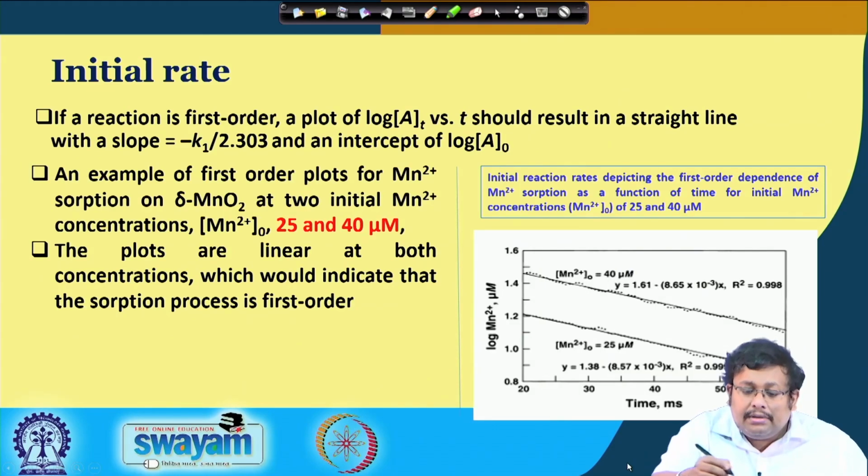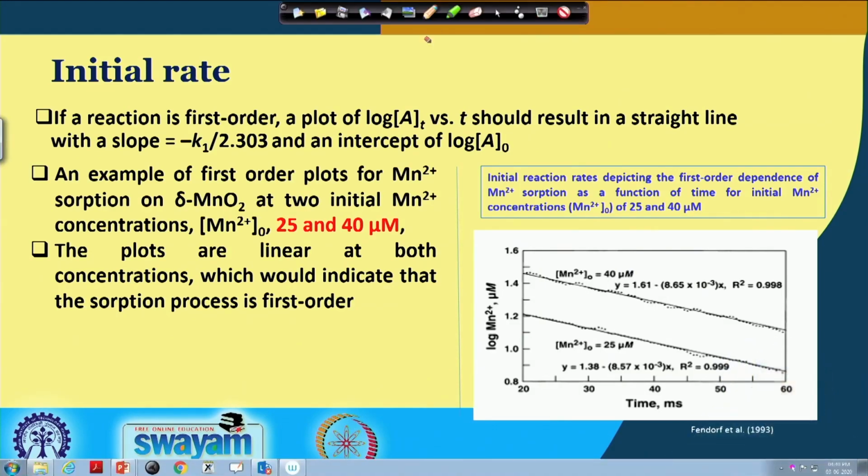So, just one example of how we can use the initial rate. If a reaction is first order, as you can see in this plot, a plot of logarithm of At versus t, with time on the x axis and the logarithm of concentration at a particular time on the y axis, will result in a straight line with a negative slope of k1 by 2.303. Why does this 2.303 come? If we convert natural logarithms to base 10 logarithms, we get this value of 2.303. So, we are taking that into consideration.